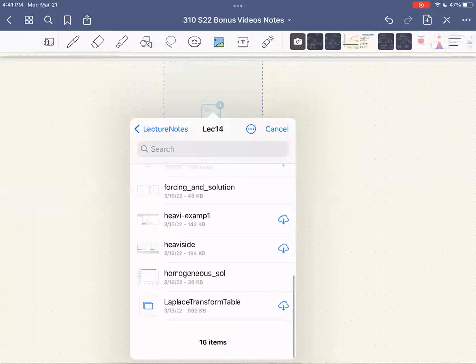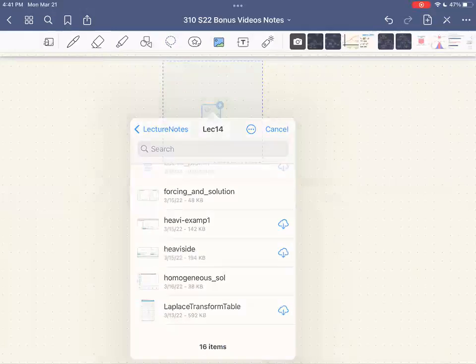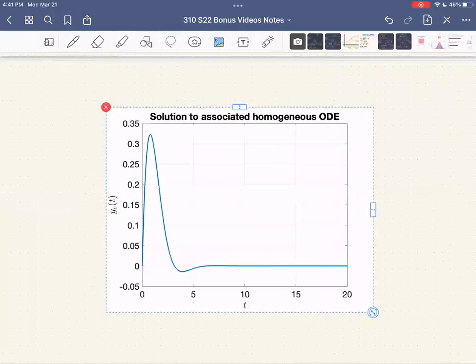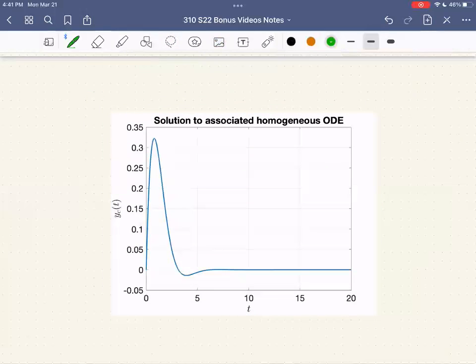So let's first look at what would happen if our differential equation had no forcing term. This is the solution to y double prime plus 2y prime plus 2y equals 0. So instead of that discontinuous function, I have no forcing here. y of 0 is 0 and y prime of 0 is 1. That's what this function looks like.